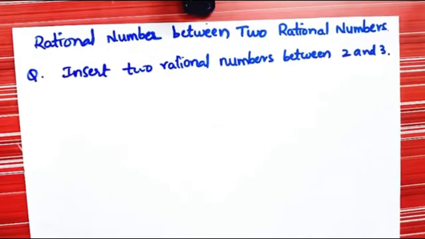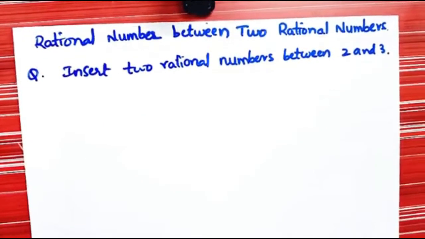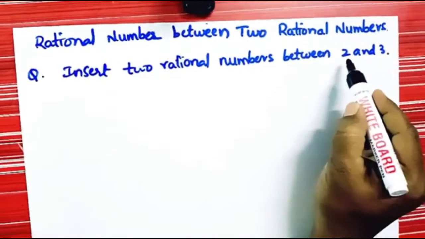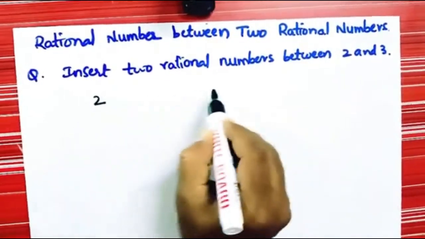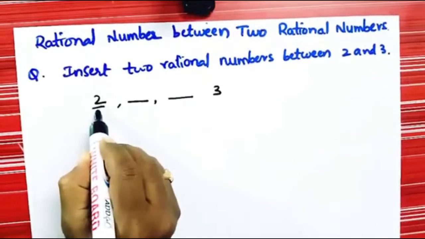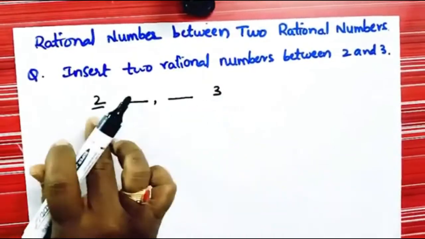Now I'm explaining rational numbers between two rational numbers. Insert two rational numbers between 2 and 3. So we are inserting two rational numbers between 2 and 3. Why? Because 2 is also a rational number and 3 is also a rational number.